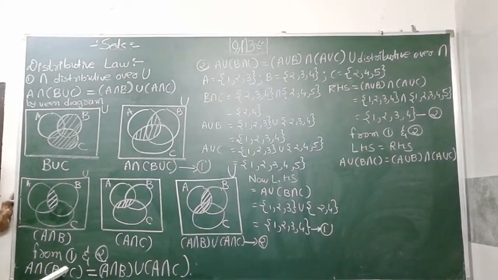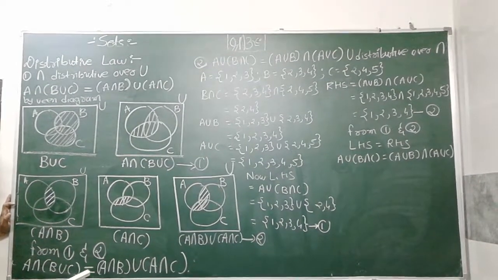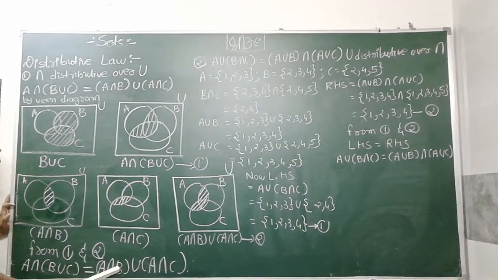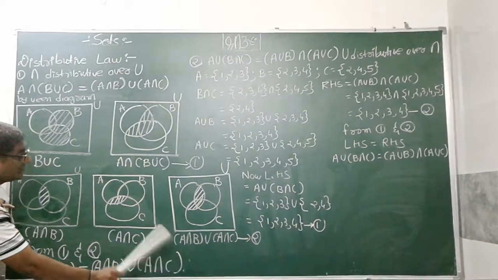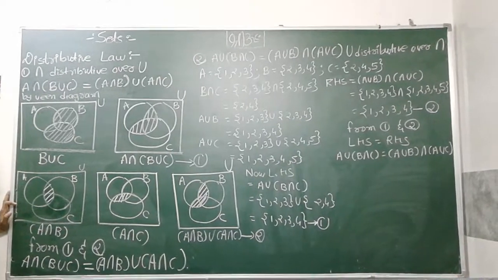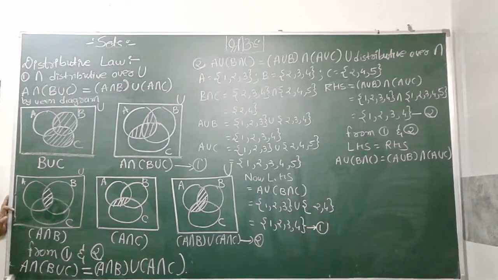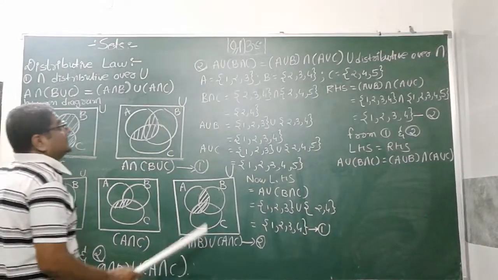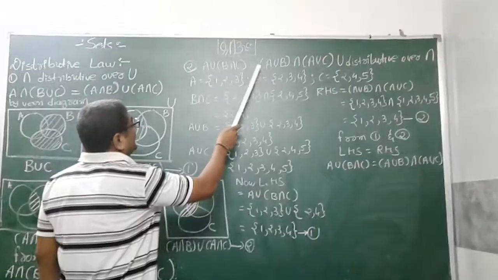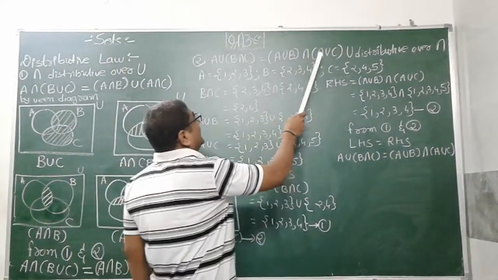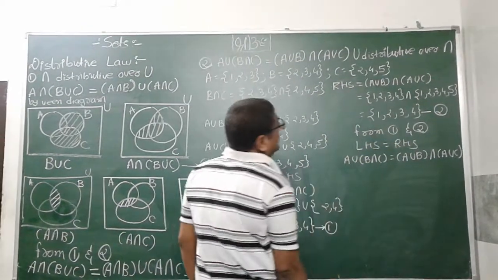From 1 and 2 we say that A intersection (B union C) is equal to (A intersection B) union (A intersection C). That's the end of the distributive property of intersection over union. Now second, A union (B intersection C) is equal to (A union B) intersection (A union C), that is, union distributes over intersection.